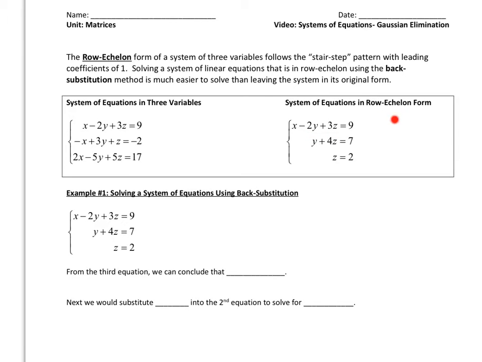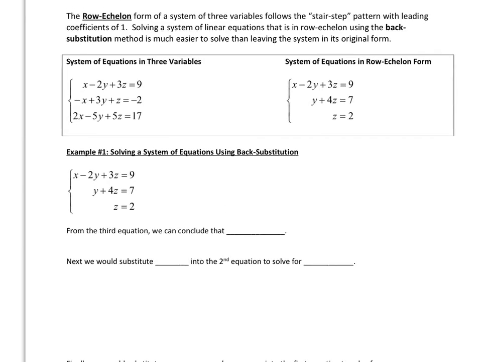And with row echelon form, all the leading coefficients, so the x has a coefficient of 1, the y has a coefficient of 1, and so does the z. And all of the other variables are eliminated. There's no x here, there's no x and y here. Now, solving a system of linear equations that is in row echelon form using the back substitution method is much easier to solve than leaving the system in its original form.